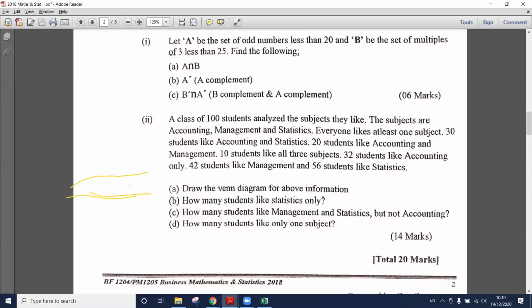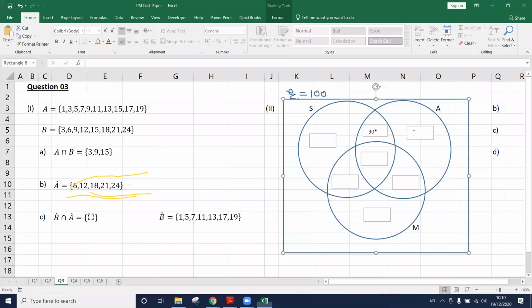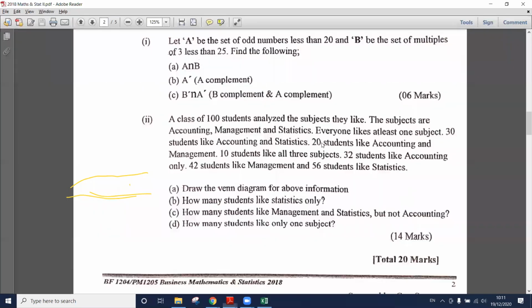Then 20 students like accounting and management. As before, this is accounting and this is the set for management. Accounting and management is this area, the area belonging to both A and M. We have 20 students.